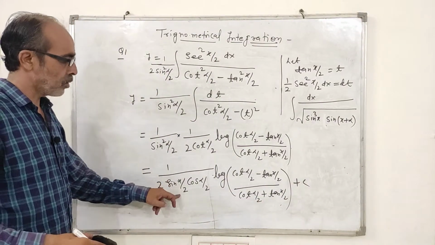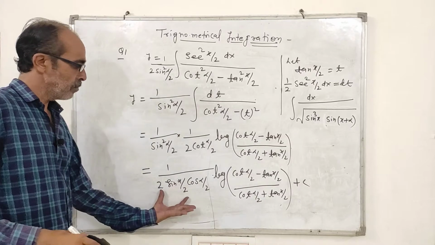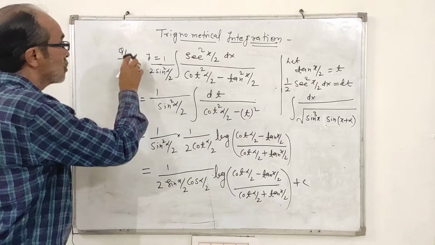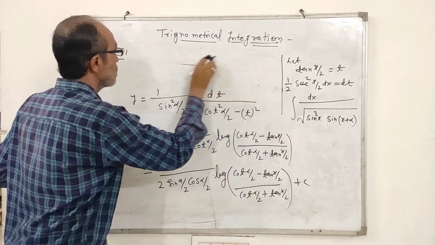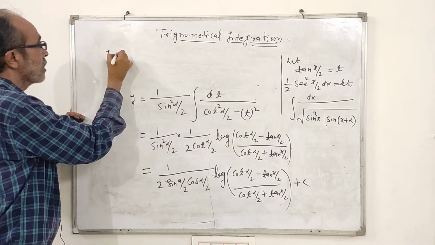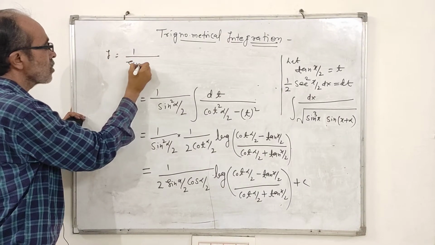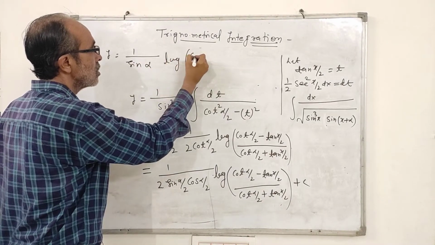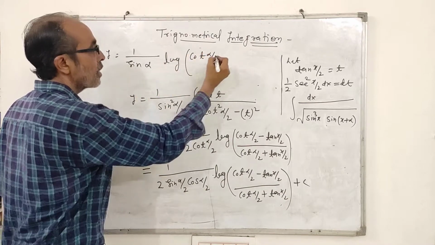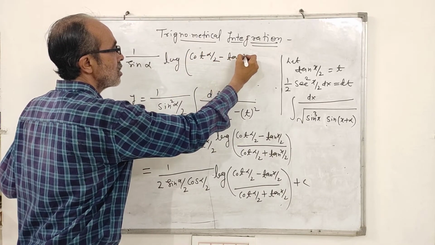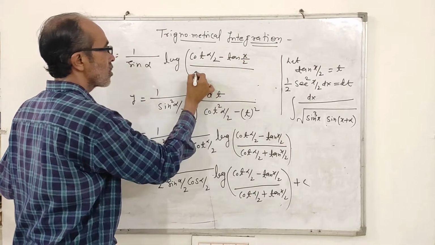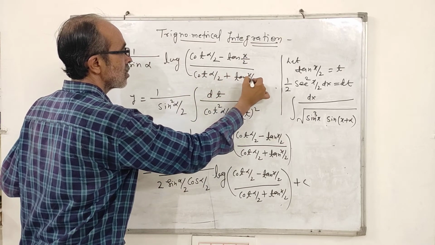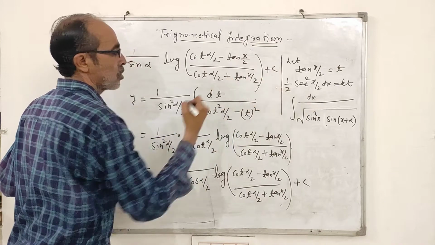Yes, 2 sin alpha by 2 multiplied by cos alpha by 2 is, by the formula of 2 theta, sin alpha. So the final answer is, the integral is equal to 1 upon sin alpha, log of cot alpha by 2 minus tan x by 2, divided by cot alpha by 2 plus tan x by 2, and plus the integral constant is c.